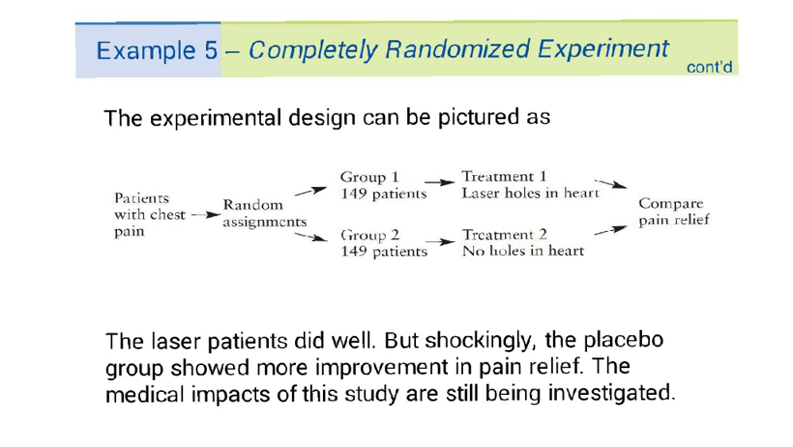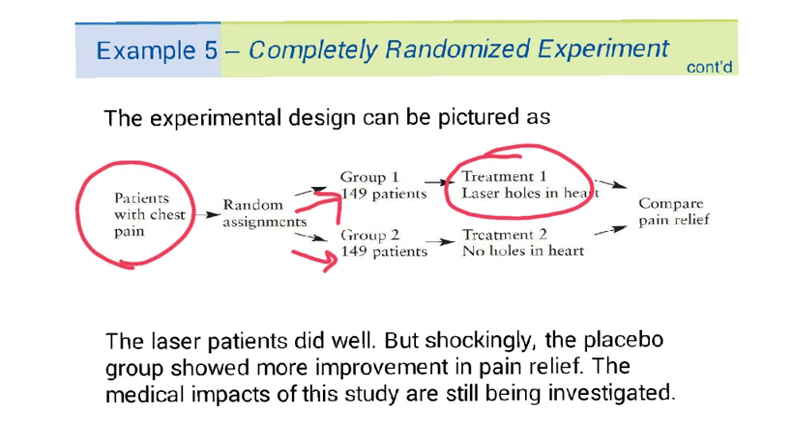Now here's an interesting result of an actual experiment that was conducted. They took patients with chest pain, they randomly assigned them into two groups, okay? One that was getting the treatment, so the treatment group here, the other that was not getting the treatment. So this was the control group here.